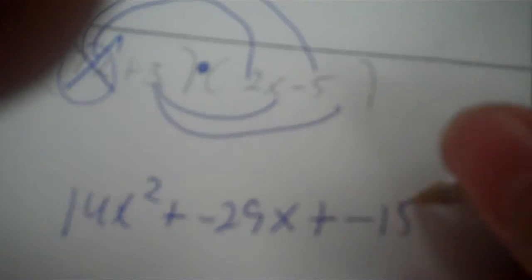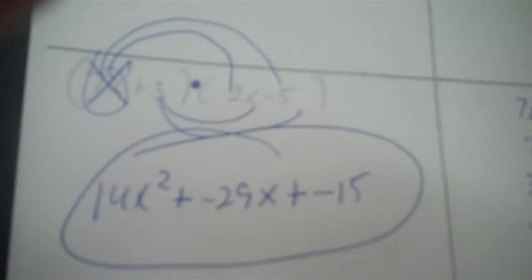These two are like terms, because they both have regular x. So I got 14x to the second. Negative 35 plus 6 is negative 29x. And then the negative 15. And you can just put minuses if they're negative.